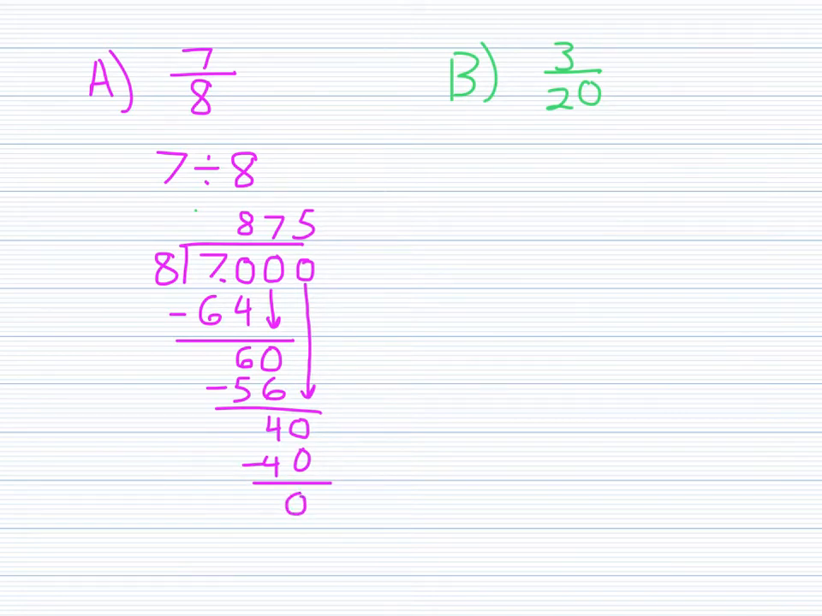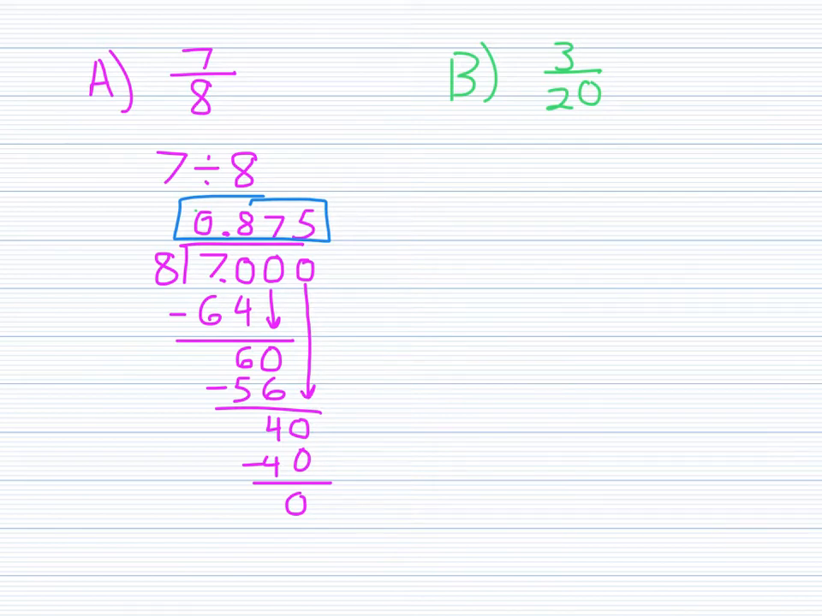So once we have 0, and we're all out of numbers up here in the problem to bring down, we're done. We just need to put the decimal place in the right spot. So when we're doing long division, the decimal just comes straight up from where it is in the problem. So the decimal goes right here in front of the 8, and we can put a 0 in front of that. And this is our answer here. 0.875. 7 divided by 8 equals 0.875. So let's try that again with our next example.